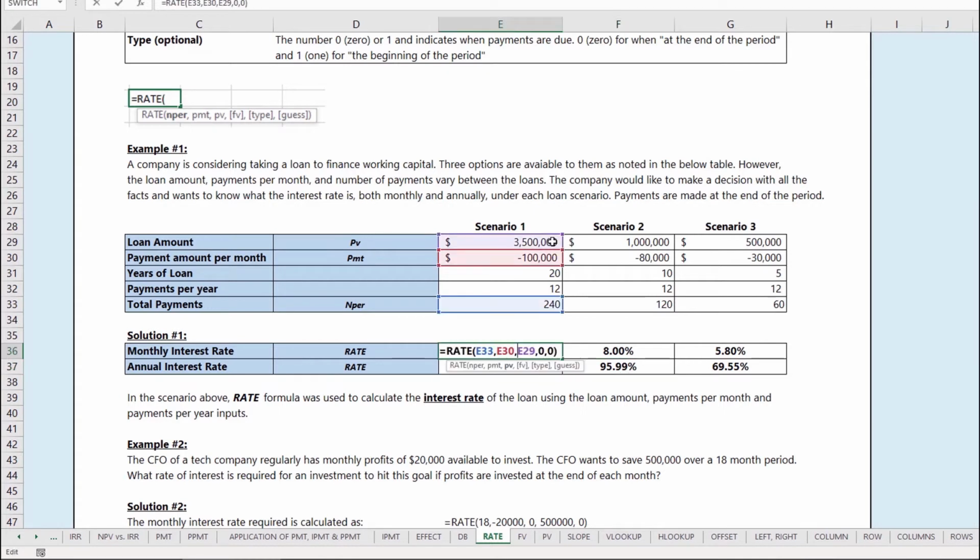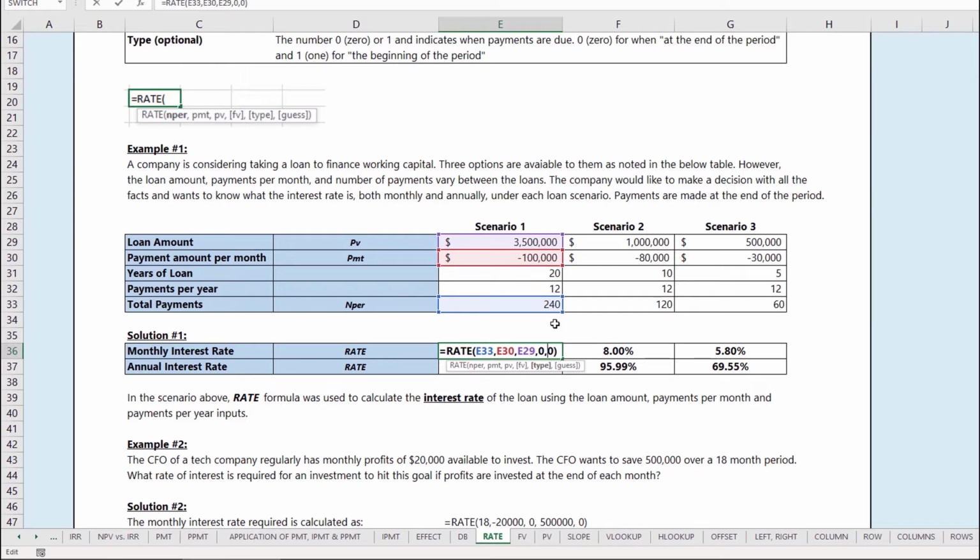If I open up cell E36, I can see that we're using equals rate, and then we use E33 for the NPER, which is the total number of periods. In this case, it's a loan, so we're putting in the total number of payments, and that's 240. For PMT, that's the payment per payment period, and it's $100,000. For the present value, we're using $3.5 million for scenario 1, which is the initial loan amount. What's the value of the loan at the beginning of the first period? And so it's $3.5 million.